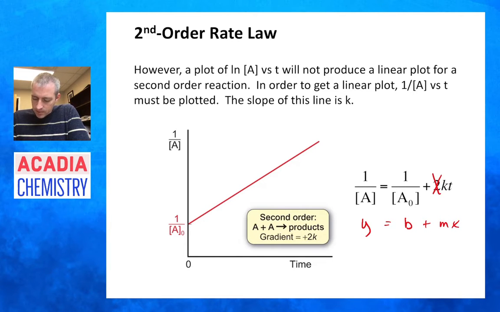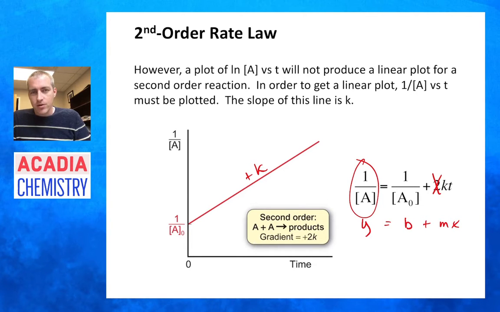So our k is going to be our slope, and t is going to be our independent variable, whereas 1 over A is going to be our dependent variable. So this is just a straight line, y equals mx plus b, and the slope will give you k. Plotting 1 over A versus time will give you a straight line if the reaction is second order, not if it's first order.